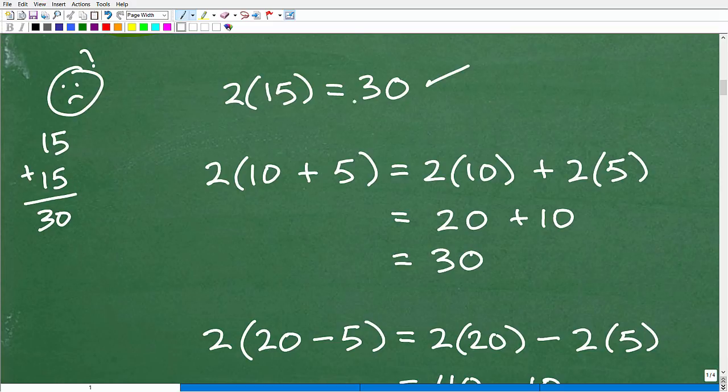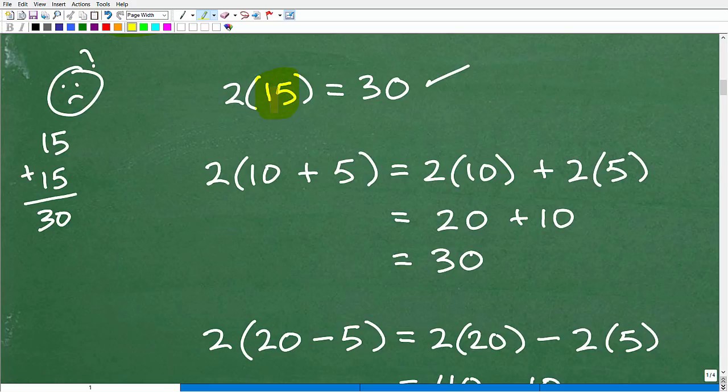But intuitively, most people would be able to do some mental math and say, okay, 2 times 15 is 30. Now, here is how we can do this differently. This is multiplication. Here is the hack. Here's the trick. So we have 15.